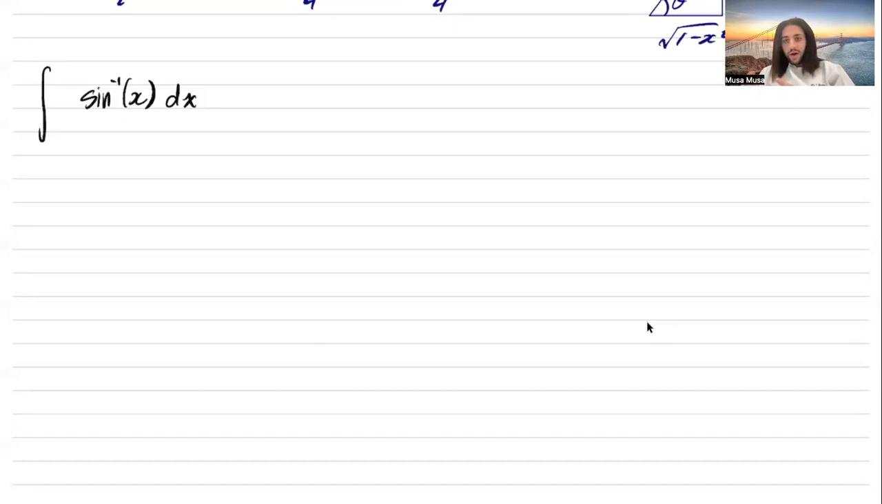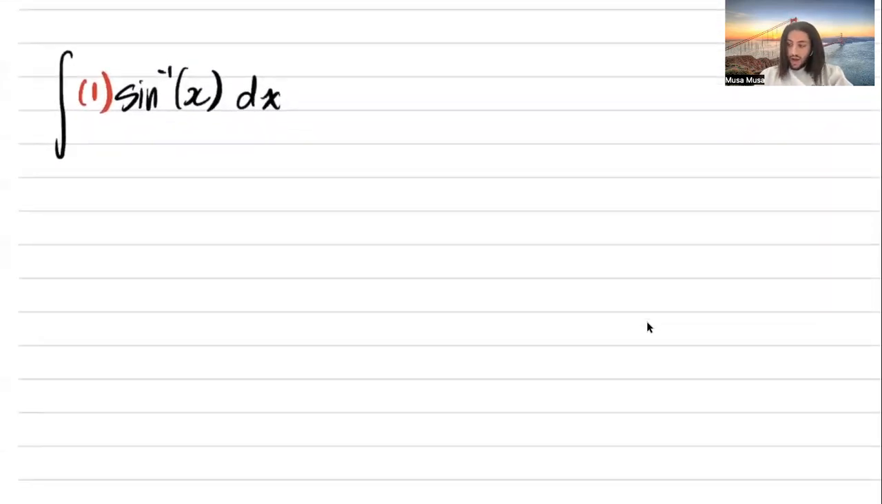Well, what if I write this as 1 times inverse sine of x? Now, 1 is technically a function of x. It's a function of anything, but yeah, it's a function. And then I go and I let u equal the inverse sine of x, and I let v dash equal the 1. Okay, actually, let's make this a definite one. So from 0 to a half.